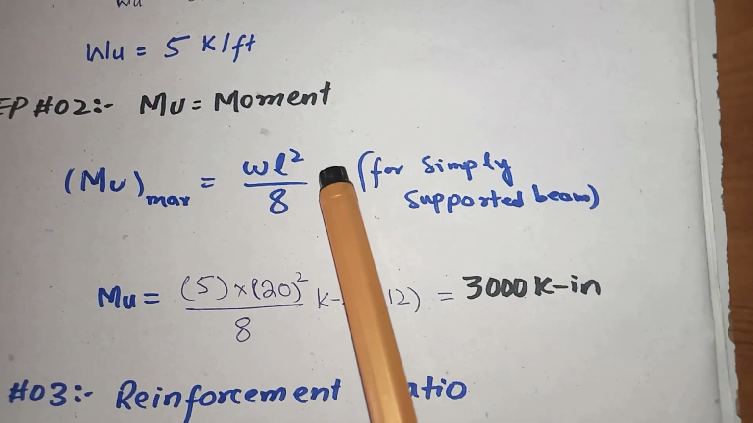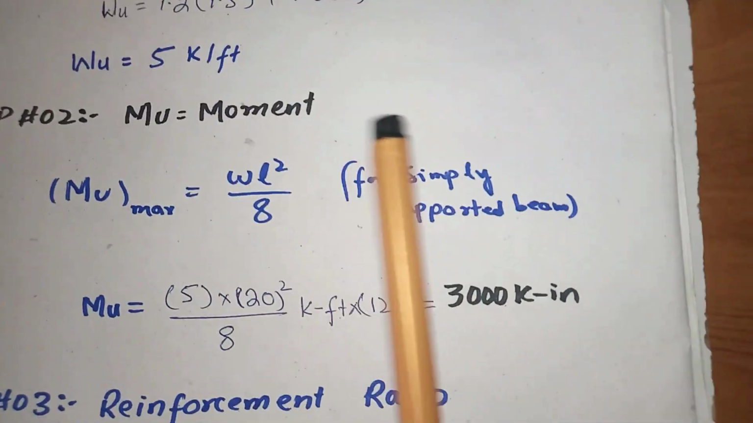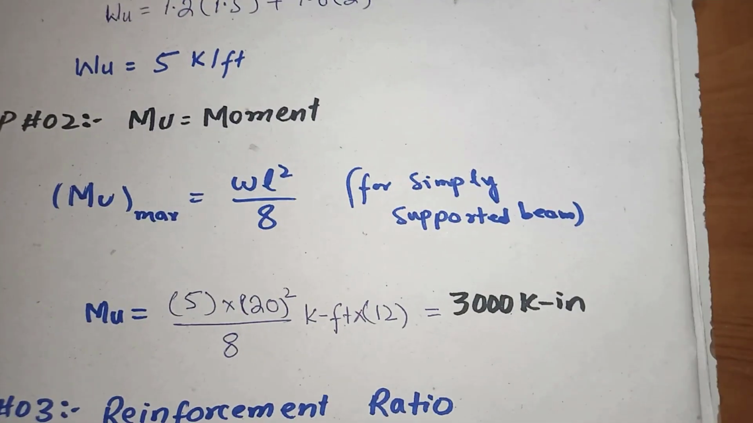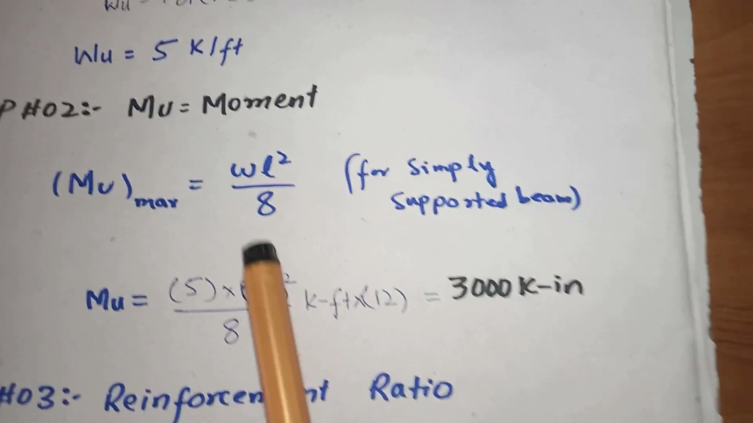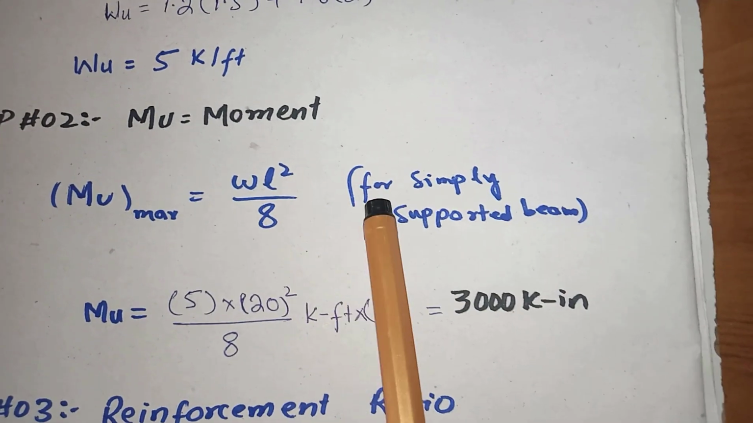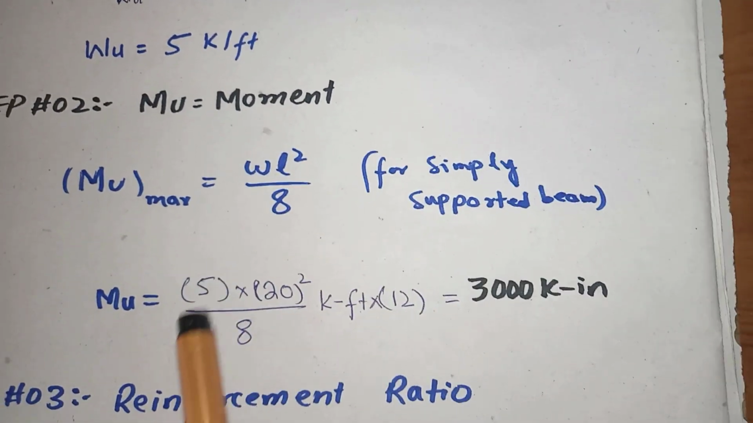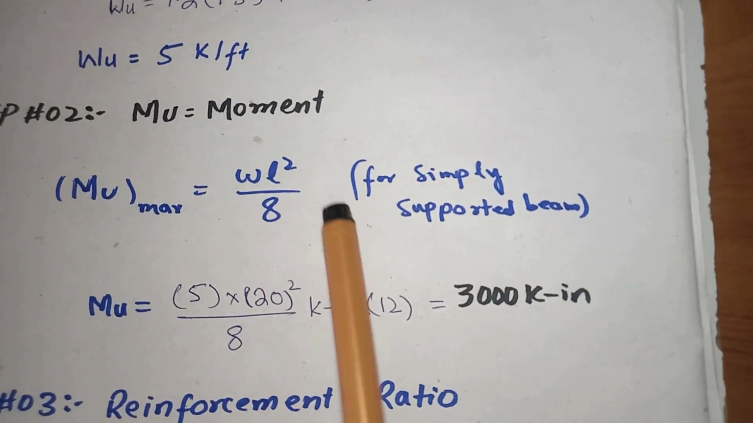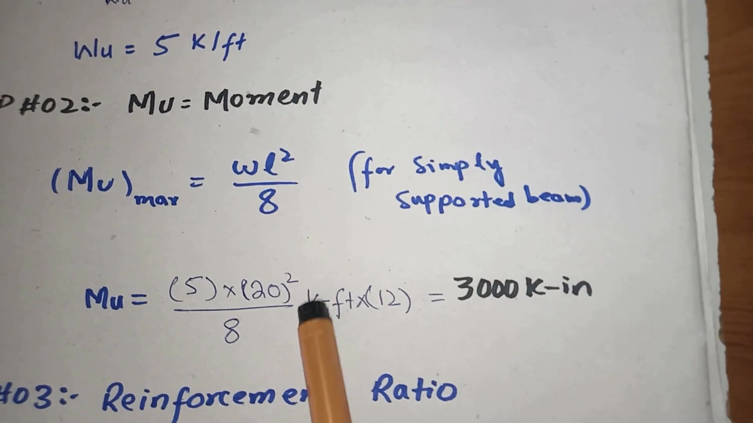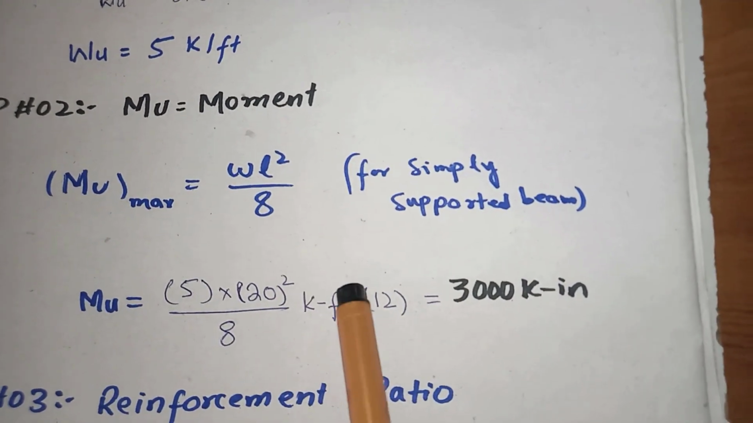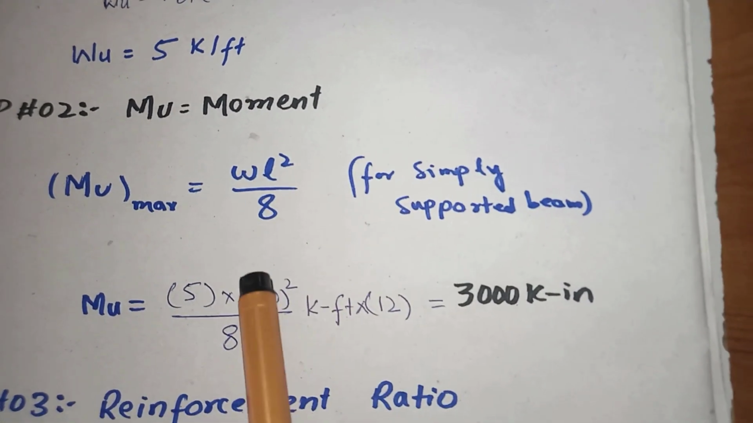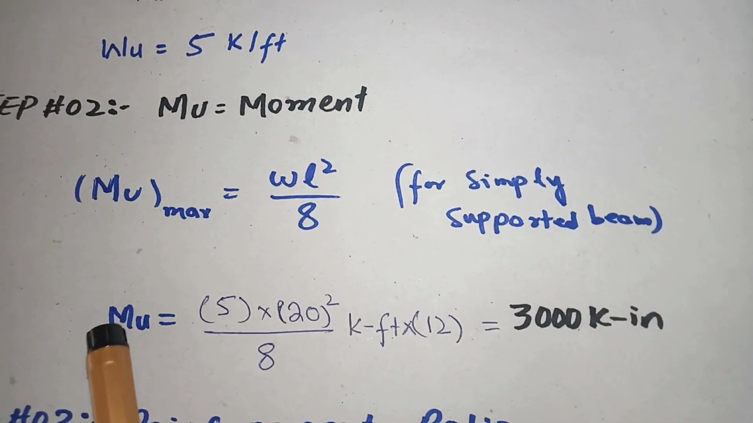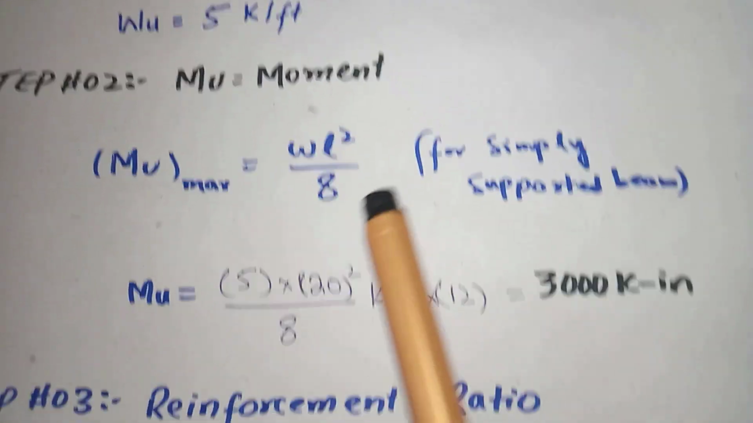But as we know, the other properties like Fc prime and Fy are given in KSI, in inches. So we will multiply this by 12 to convert kip feet into kip inches. Here 5 is WU, 20 is L, the length of the beam, squared, over 8. This was in kip feet. Then we multiply it by 12 to convert kip feet into kip inches. So we have calculated by now MU and WU.